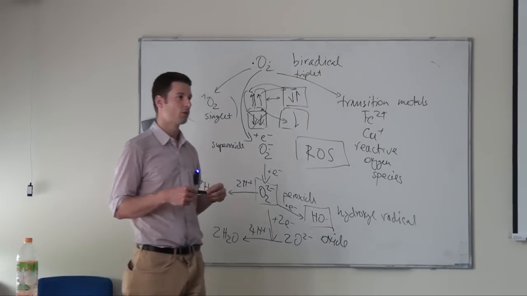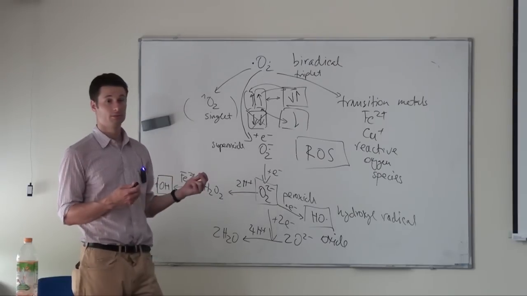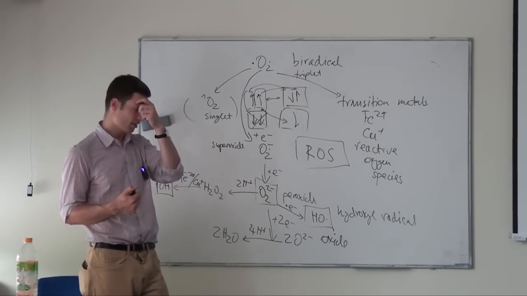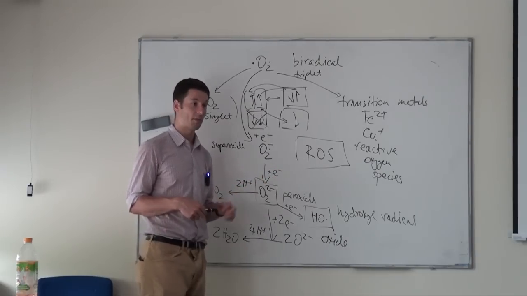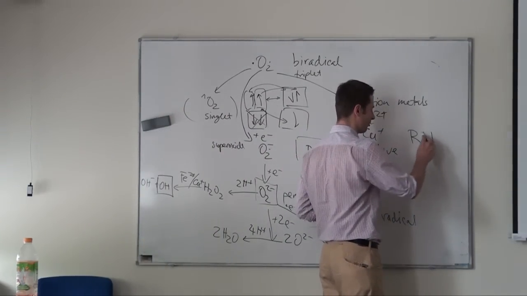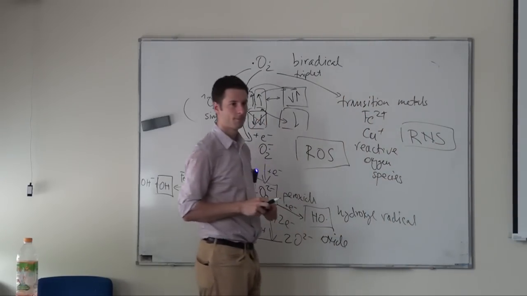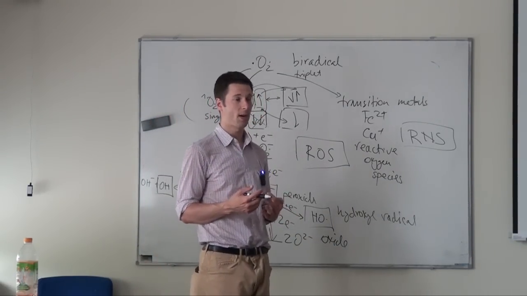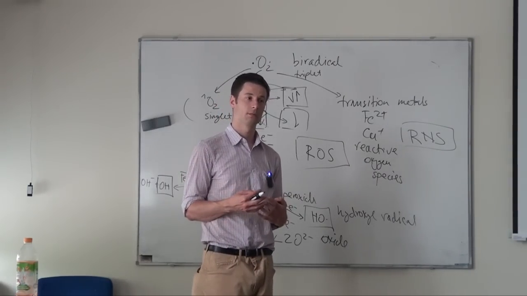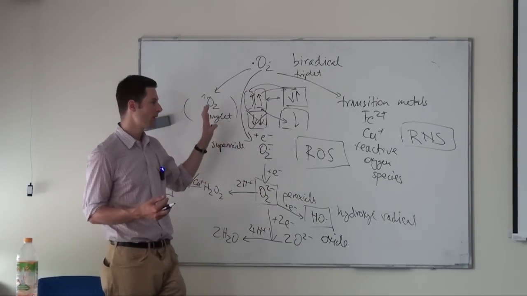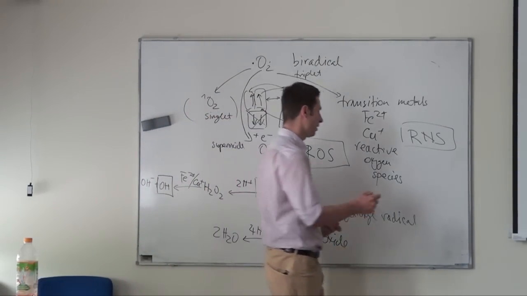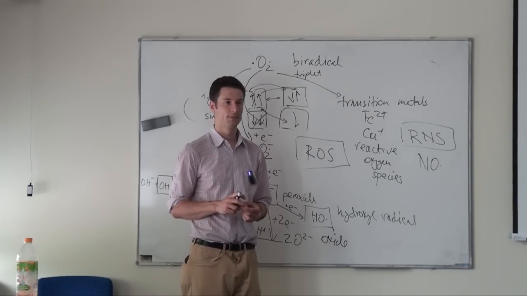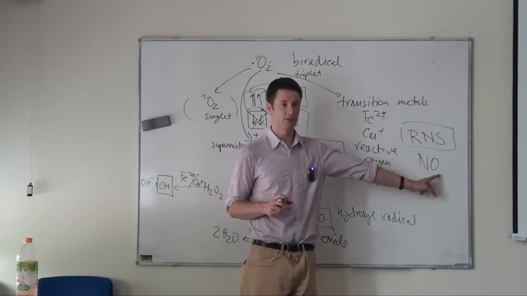Now, let's talk about what these radicals can do in our cells. How do these reactive oxygen species cause damage? Actually, before we start talking about that, I'll just mention another abbreviation, and that's reactive nitrogen species. Reactive nitrogen species are free radicals and other reactive compounds containing nitrogen. Reactive oxygen species are just with oxygen, while reactive nitrogen species contain nitrogen. The source of reactive nitrogen species is nitric oxide.